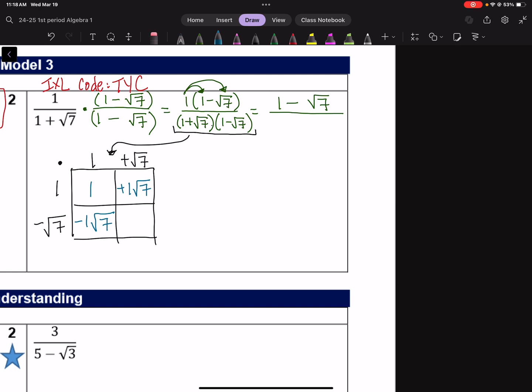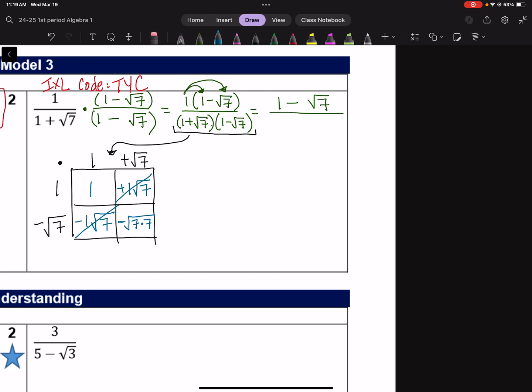Last box is positive square root of 7 times negative square root of 7. So you have a positive times a negative. That's going to give me a negative. 7 and 7 are both inside a square root, so I need to write a big square root and put 7 times 7 on there. Now, if I did everything right, which it looks like I did, my two diagonal, you have a positive 1 square root of 7, and you have a negative 1 square root of 7. Those should cancel out because it's the same number, just with the opposite sign.